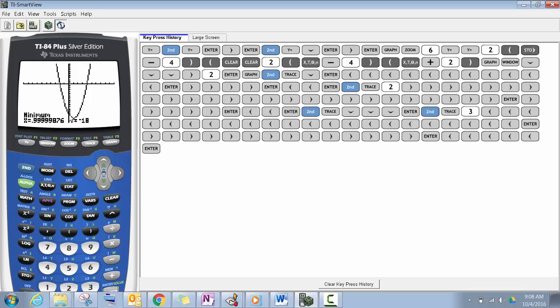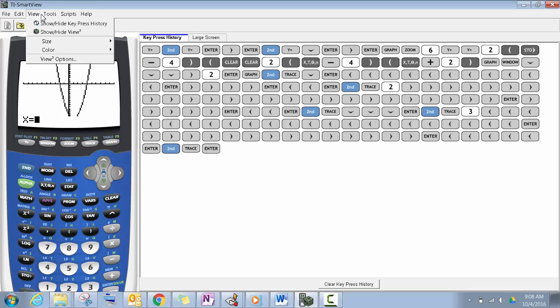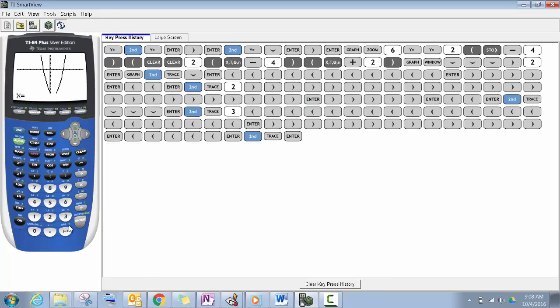To find our y-intercept, probably the best way to do this is second calc, go to value, and then plug in 0 for x, because that's what you're doing, and we get (0, -16). So that's how we find all our stuff on the 84.